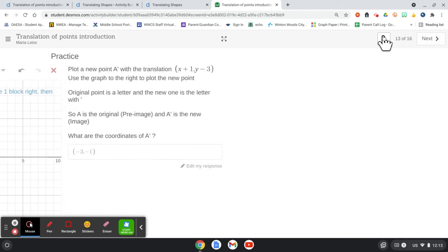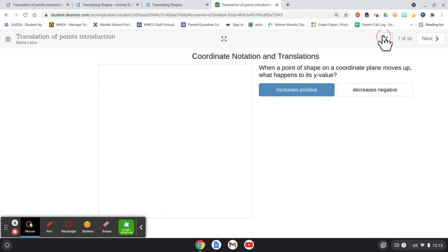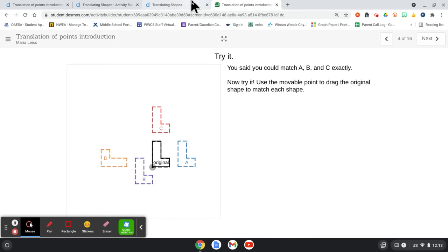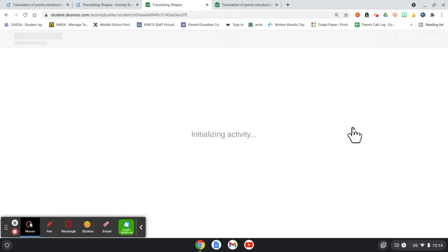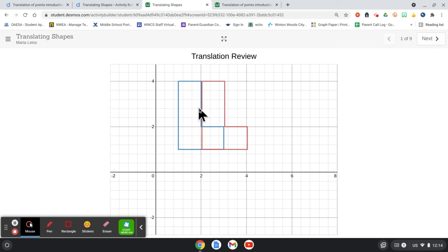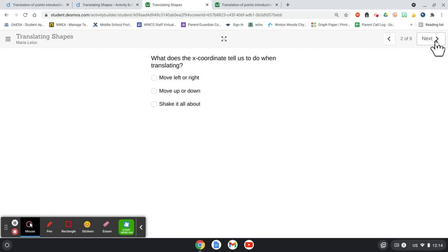So that was all we had to do for our translation introduction activity. Hopefully that was pretty easy. The next thing, number 3 on our agenda for today, was called translating shapes. Now we're going to practice using that rule. So again, slide 1 is just showing us the translation.